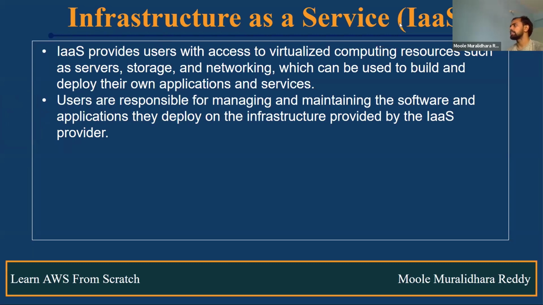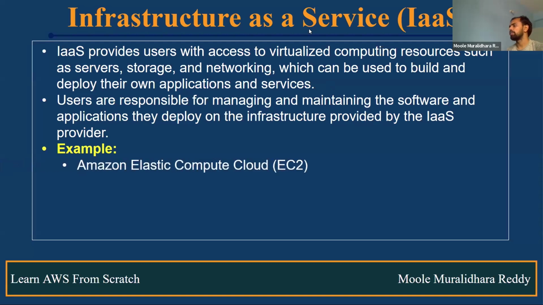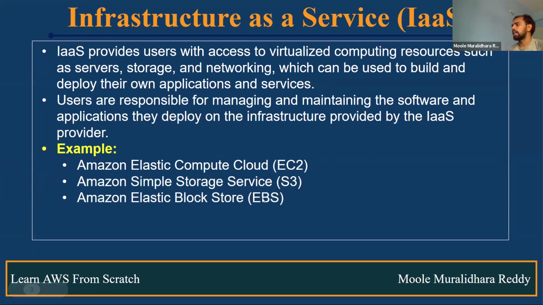Remember guys, if I use IaaS, it is the user's responsibility to manage and maintain the software, everything. If you want to deploy any application, you have to deploy and manage everything. Okay, and coming to the examples, if you take AWS, AWS EC2 is an infrastructure as a service, and also Amazon S3, Elastic Block Storage, and AWS VPC.